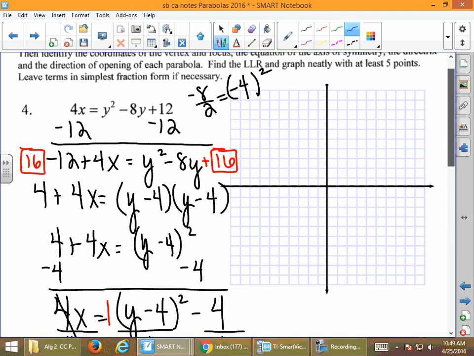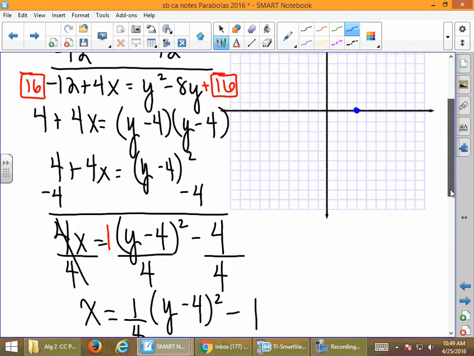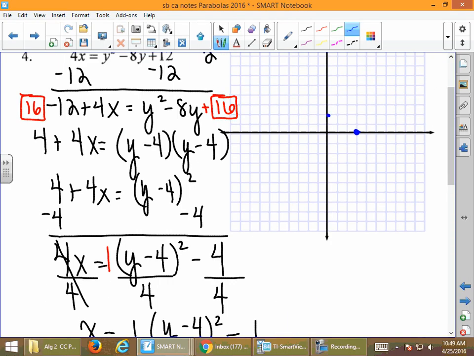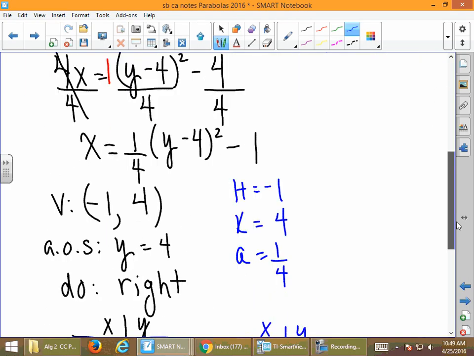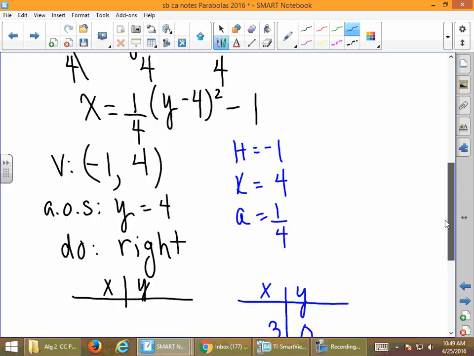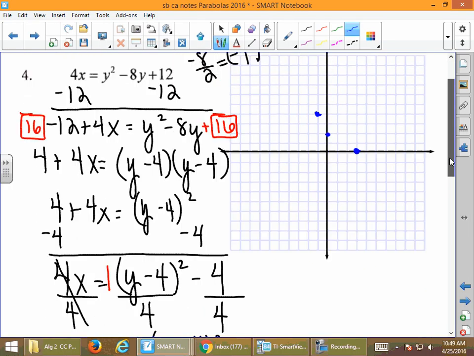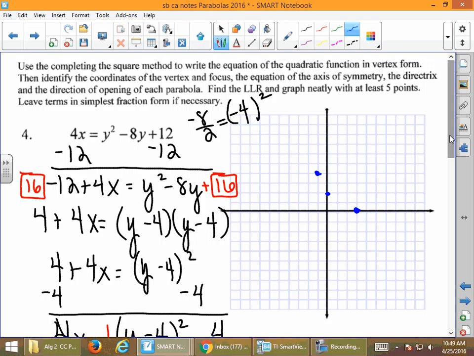3, 0, over 3, 0, over 0, 2. And we have negative 1, 4. That's our vertex, which we have listed already. And our axis of symmetry would go right through that point.